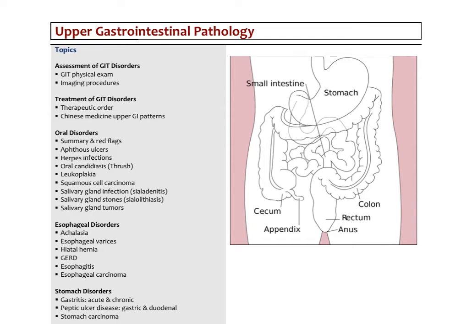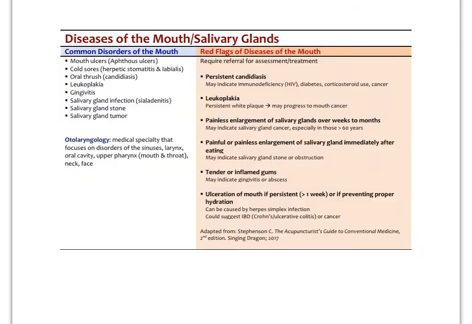Okay, in this video we're going to look at upper GI pathologies of the mouth and the esophagus. We went in the last video and looked at the assessment and treatment of GI disorders, so make sure you review that if you haven't looked at that already. And then we'll work our way into the stomach in the third video of the series.